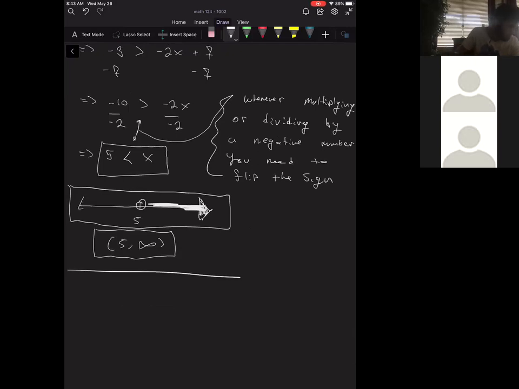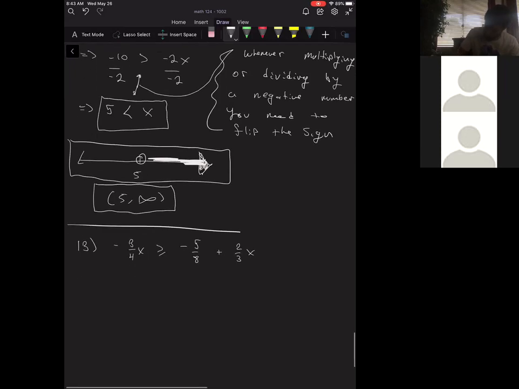Okay, let's do 13. All right, what do we got here? Minus 3 over 4x bigger than or equal to minus 5 over 8 plus 2 over 3x.